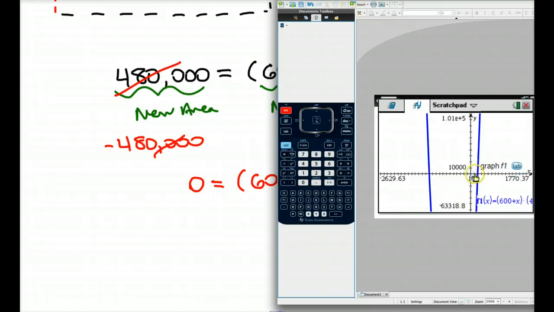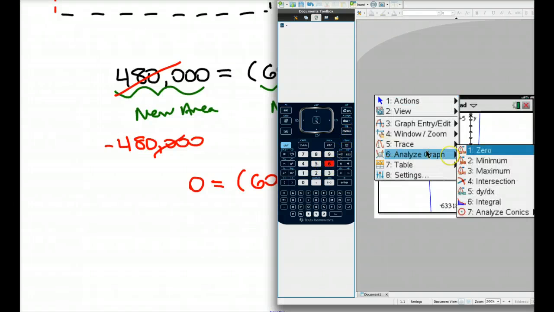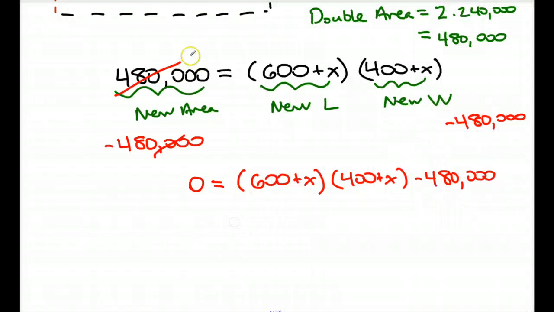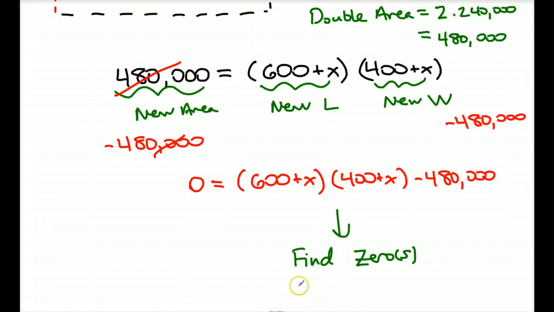My positive 0, which is going to be right here, so I need to go to my menu, 6, and then the 0 feature. Menu 6, 0, and find that point, which is the point 200 comma 0. So anytime you have an equation like this and you're solving for x, that means that you want to find your 0. And so we know our 0 here is 200 comma 0. So that means x is equal to 200.